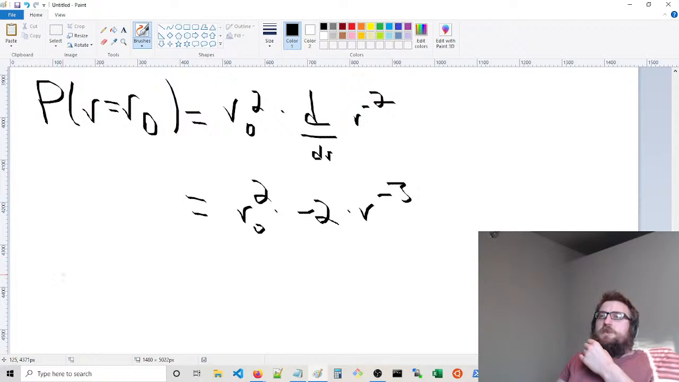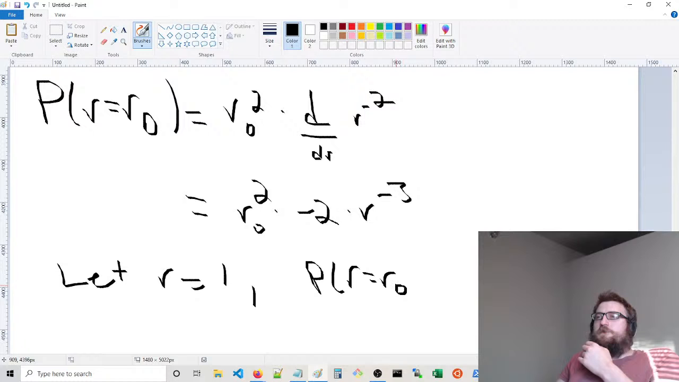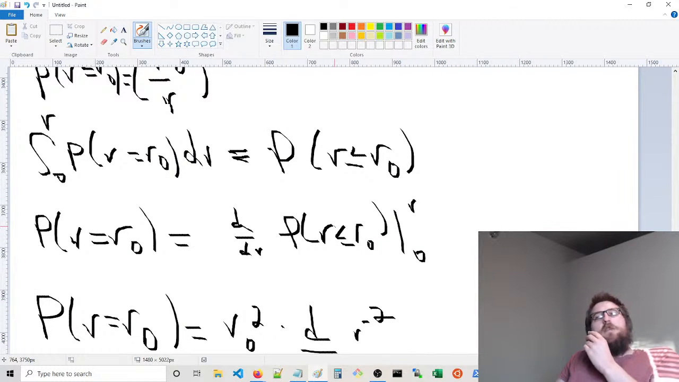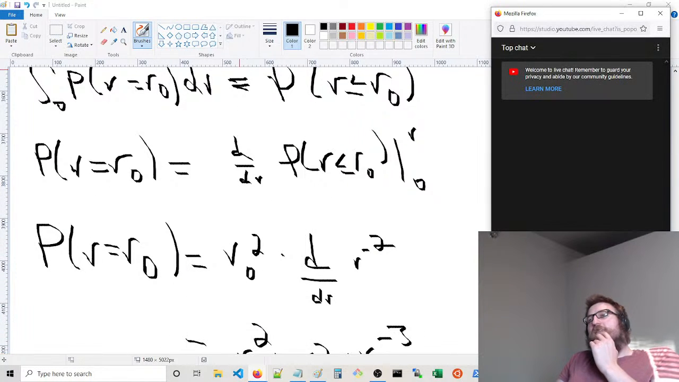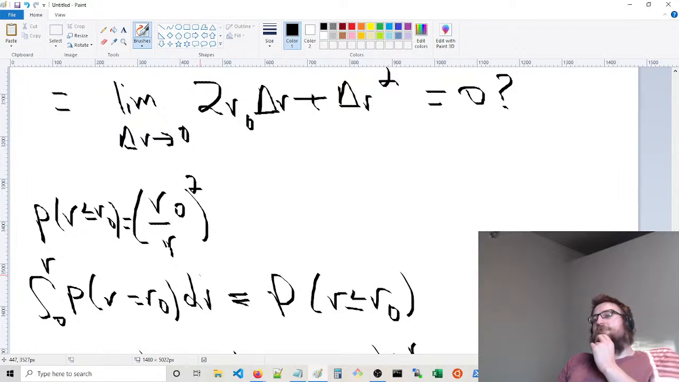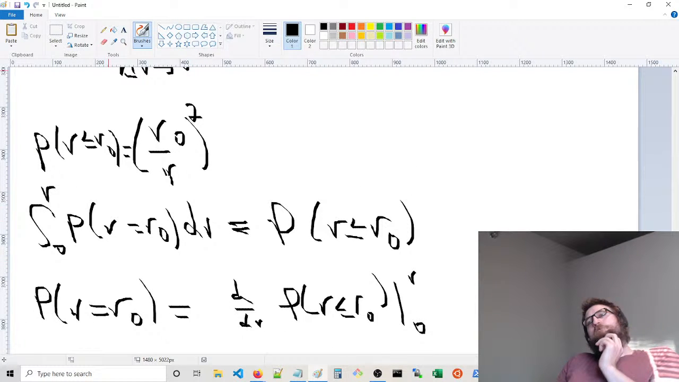It's interesting. And then we say if we let r be 1, then the probability that r is equal to r0 is negative 2 r sub 0 squared. Which doesn't make any sense at all, by the way. No sense at all. I'm trying so hard to make sense of this. This part makes sense, but the math doesn't seem to work out.